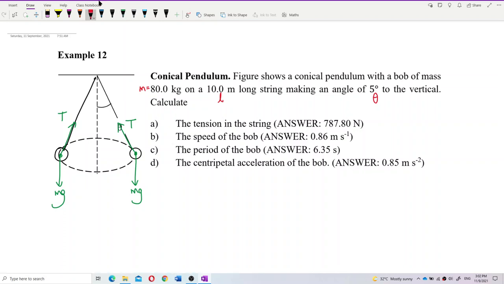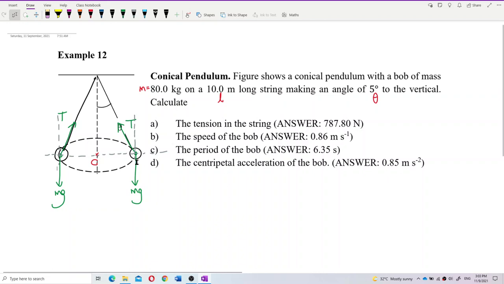So you can say this is the center, the center of circle. And let's draw the x and y axis. Maybe you can draw the x axis here. This is the x axis, and this is the y axis.